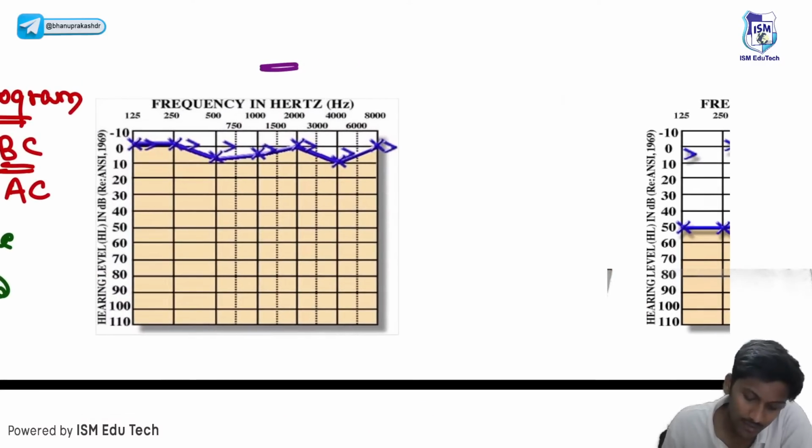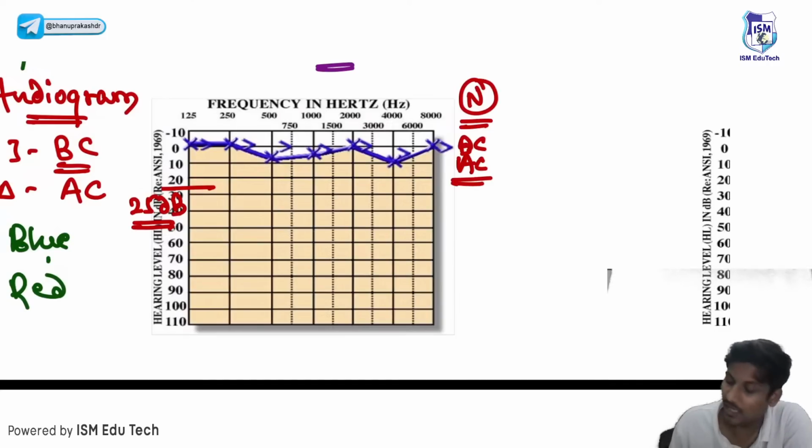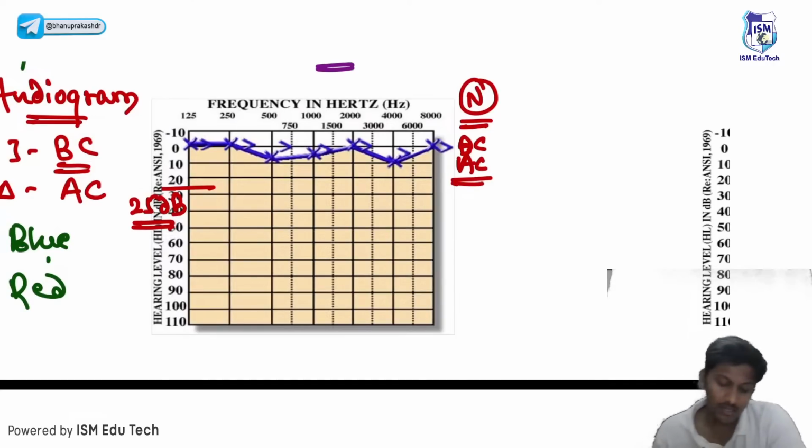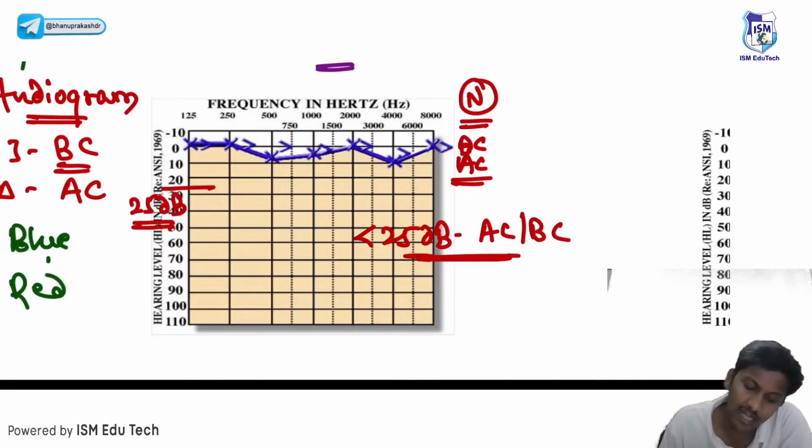First audiogram that you can see, it is a normal audiogram. Why will I say it is a normal audiogram in this patient? Because you see this is the cutoff. This is 25 decibels. If the air conduction and the bone conduction, both of them are beneath 25 decibels, then we say that the person is having normal hearing.